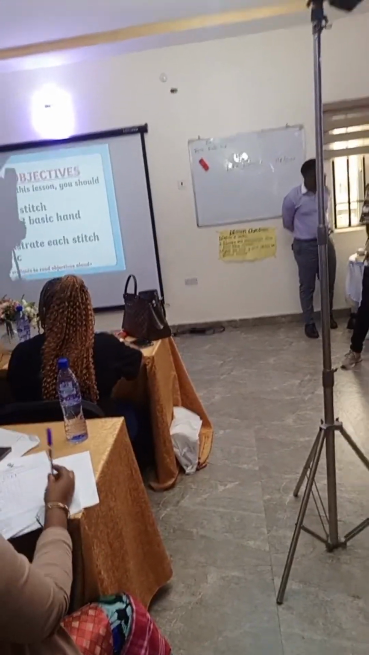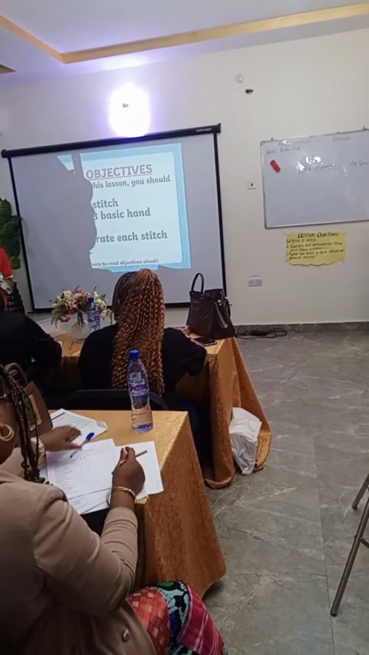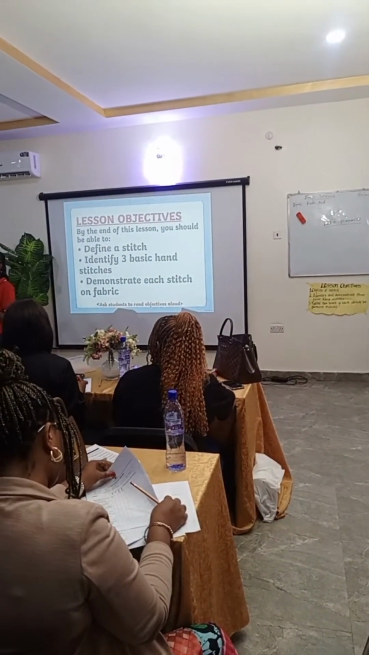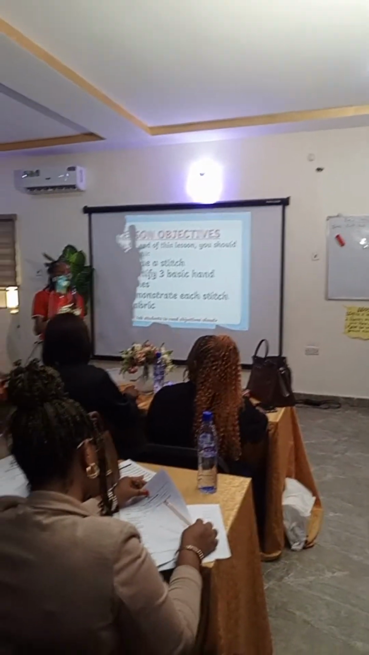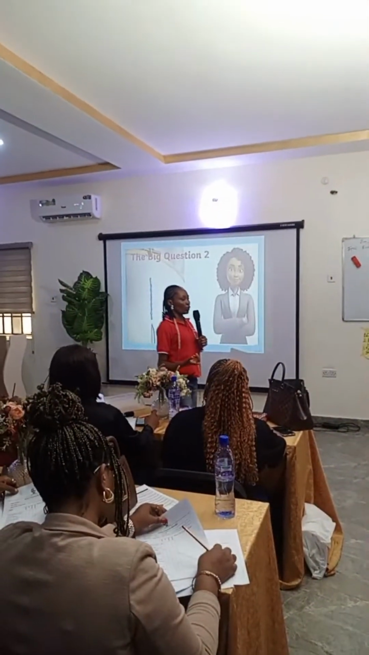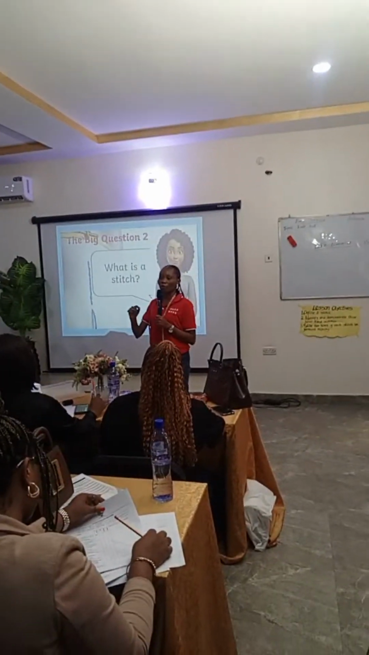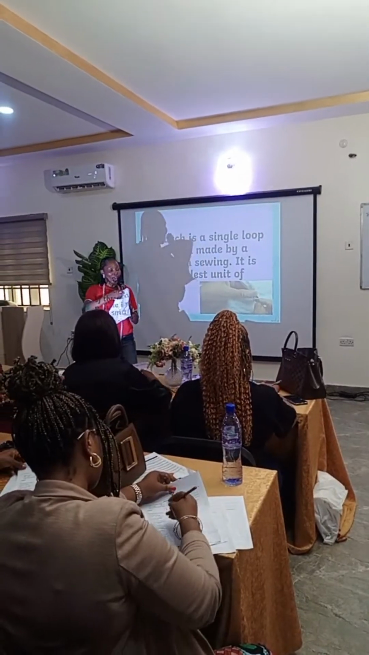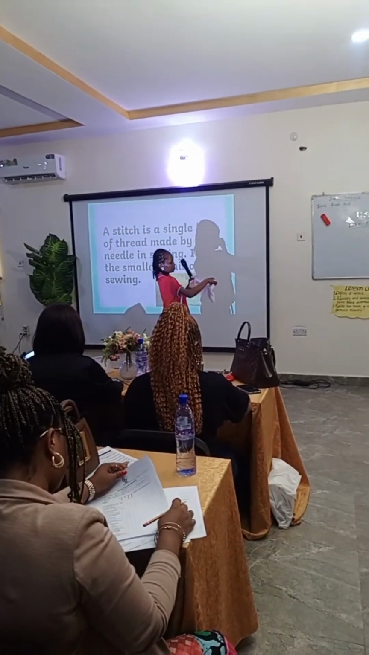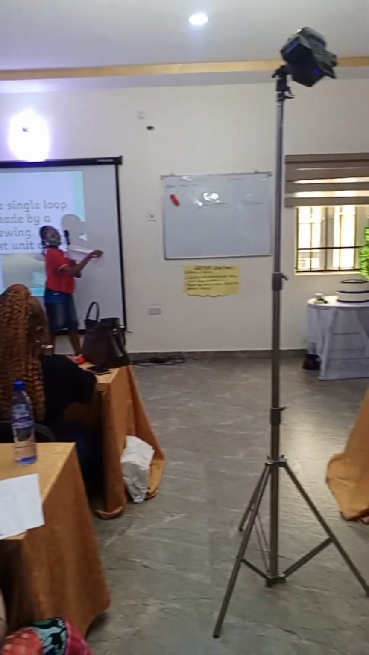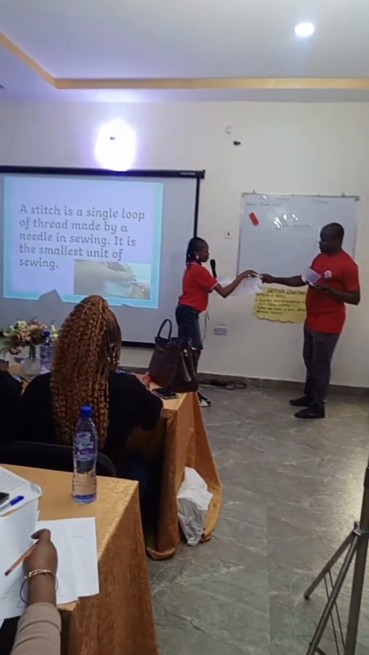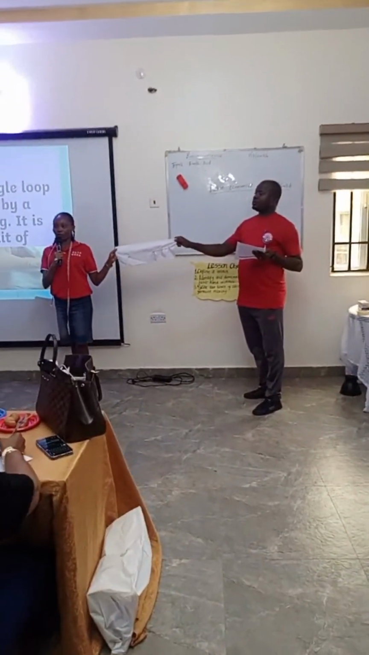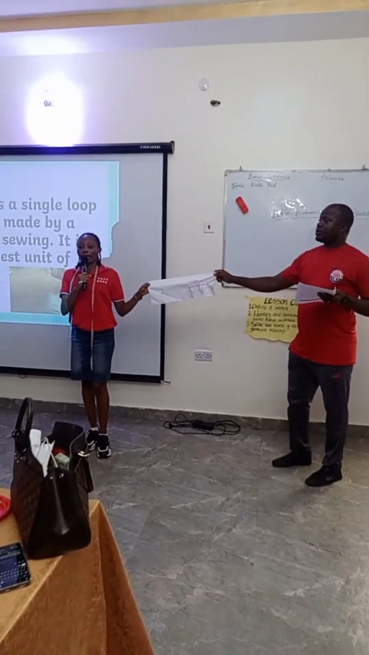So we are going to do a simple demonstration. First of all, what is a stitch? A single loop of thread made by a needle between sewing is called a stitch. I'm going to show you something now. Can you see this? A single loop of thread made by a needle between sewing is called a stitch.